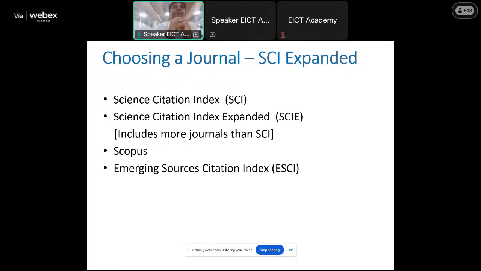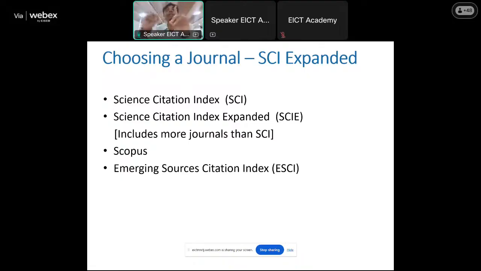Scopus is a second level, or a middle level quality journal database, having a list of journals, and the topmost database is SCI and SCIE. So your journal first comes into ESCI, then from ESCI it goes to Scopus, and after Scopus it will be converted to SCI or SCIE.